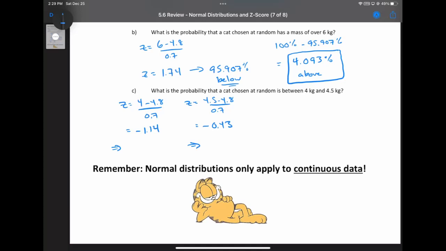So when I look up negative 1.14, I'm getting 12.714%, assuming that I'm reading it correctly, and it's always possible that I'm off by a row or a column. I will try not to make that mistake, but yeah, we'll see what happens. And the other one, negative 0.43, I'm getting 33.360%.